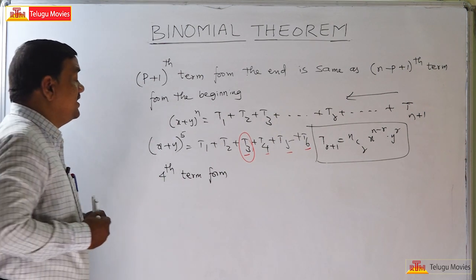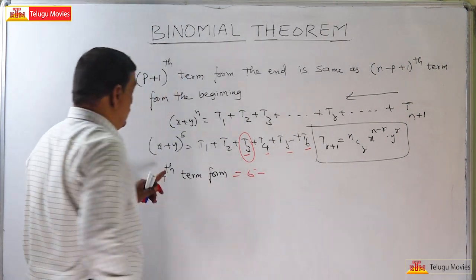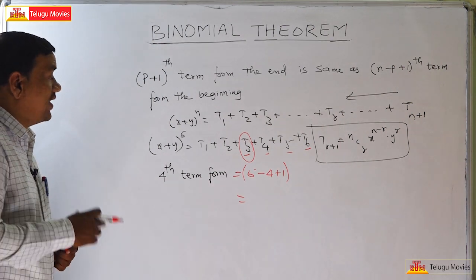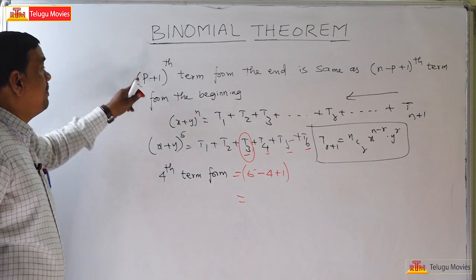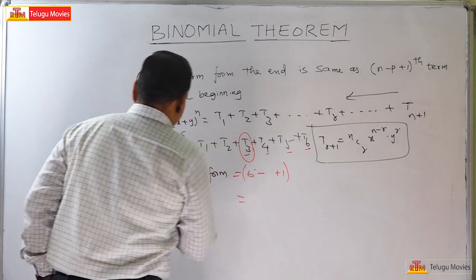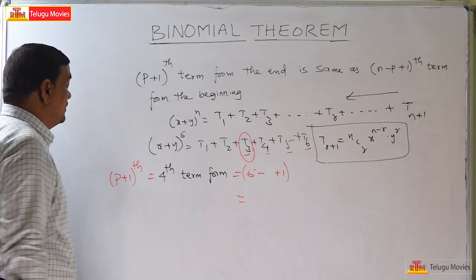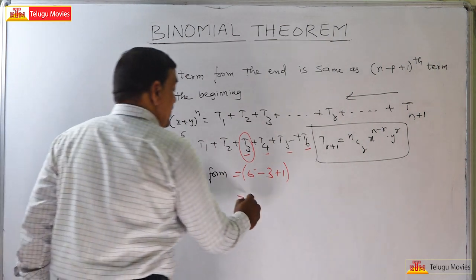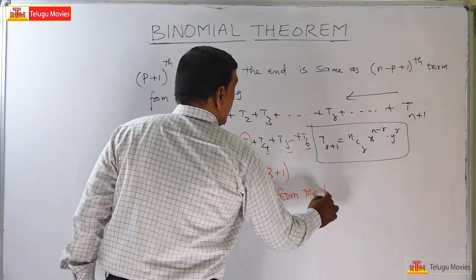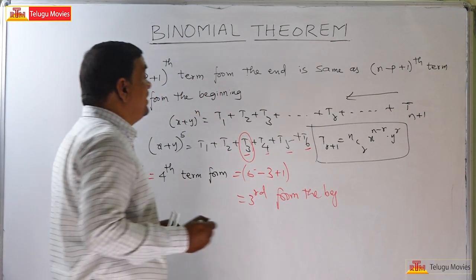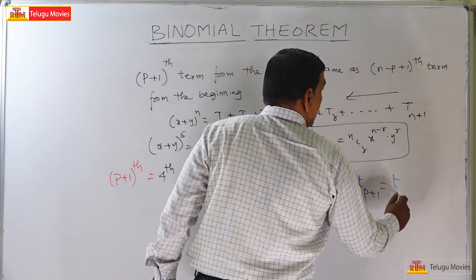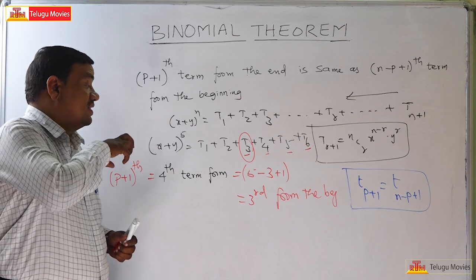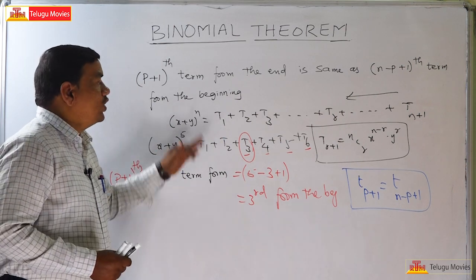Then how is the formula applied here? See here, n is 5, and the fourth term is the (p plus 1)th term. So p plus 1 is equal to 4 means p is equal to 3. Substituting 3, 5 plus 1 is 6, 6 minus 3, this is the third term from the beginning. So on the whole, what you have to remember is that T(p plus 1) from the end is the same as T(n minus p plus 1) from the beginning. Okay, I hope that you understand this concept.